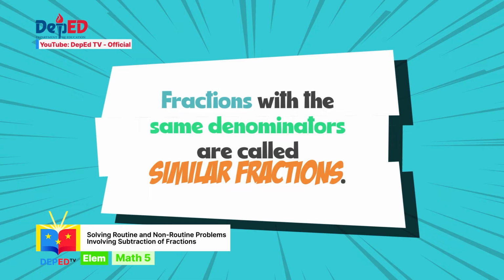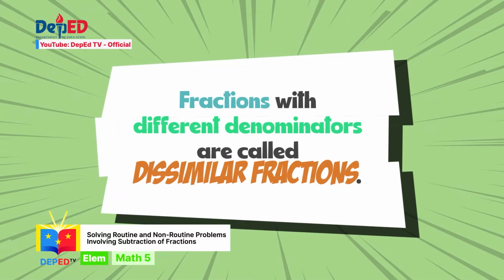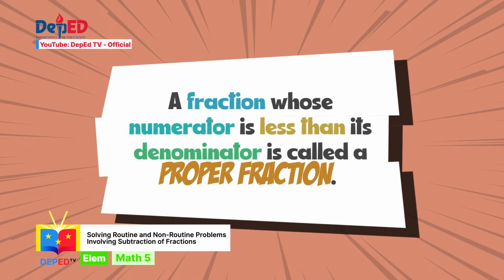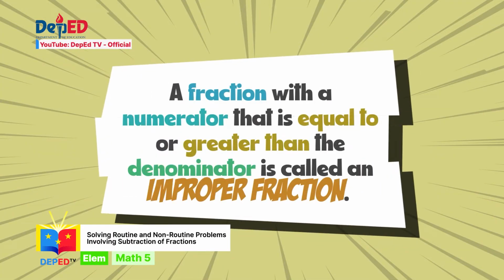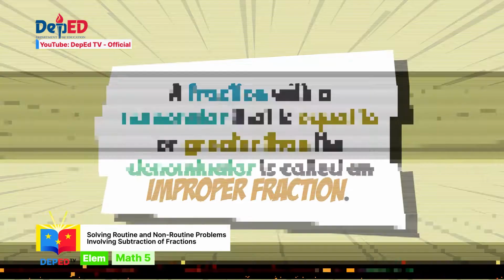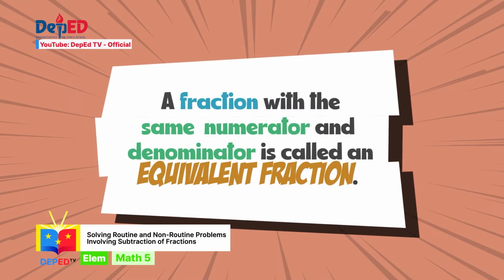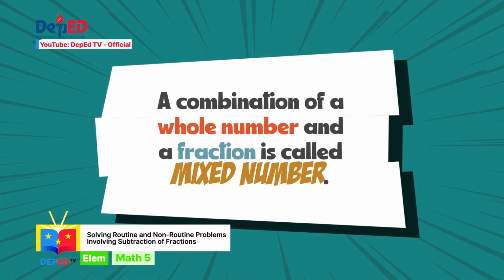Fractions with the same denominators are called similar fractions. Fractions with different denominators are called dissimilar fractions. A fraction whose numerator is less than its denominator is called a proper fraction. A fraction with a numerator that is equal to or greater than the denominator is called an improper fraction. A fraction with the same numerator and denominator is called an equivalent fraction. A combination of a whole number and a fraction is called a mixed number.